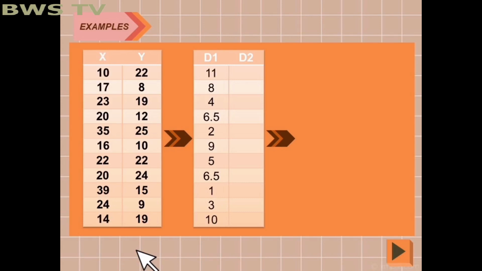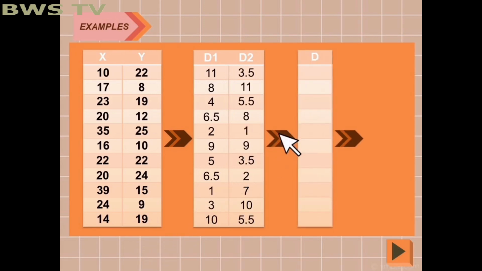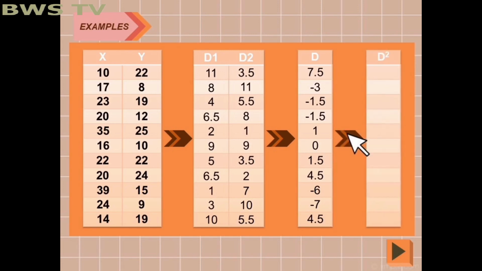Then we have the rankings for numbers in column Y. Then we have our column D, which consists of the difference of the numbers in columns D1 and D2. Just subtract the numbers from D1 and D2. Next, we have the column D squared, which consists of the square of the numbers from column D.